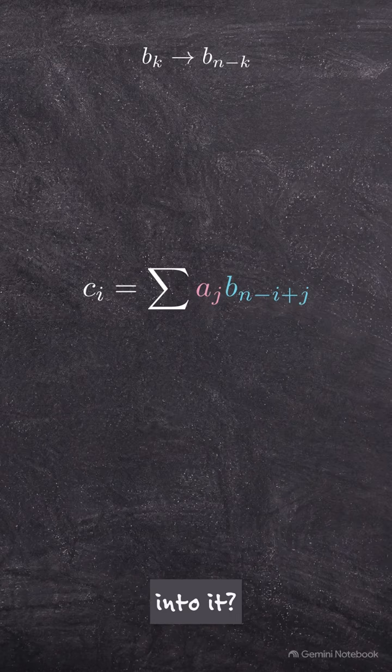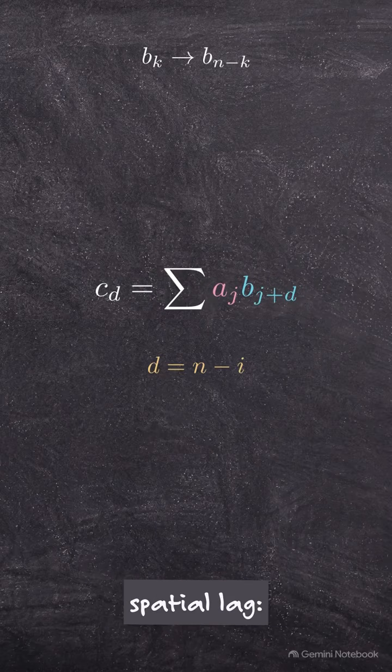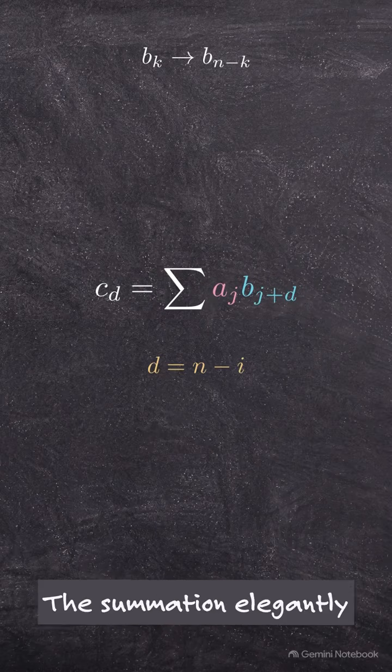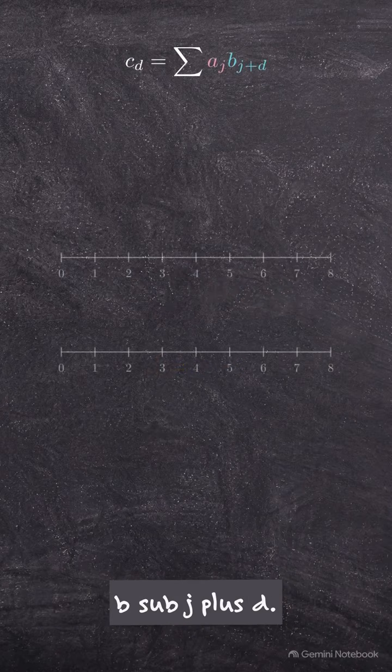Can we go deeper into it? What does the term n minus I plus j physically mean? Let's define a new variable for the spatial lag, d equals n minus I. The summation elegantly becomes the sum of a sub j times b sub j plus d.